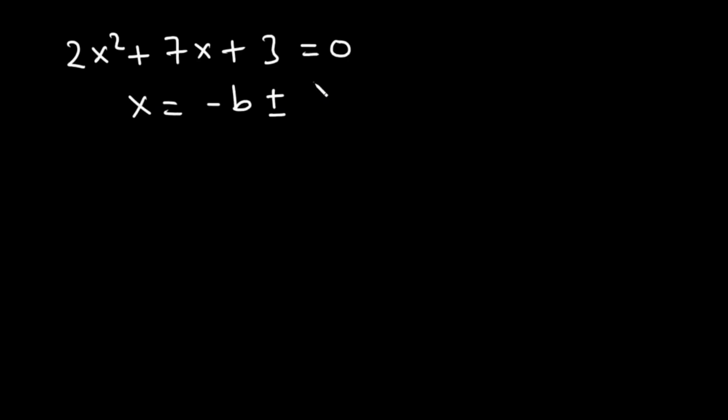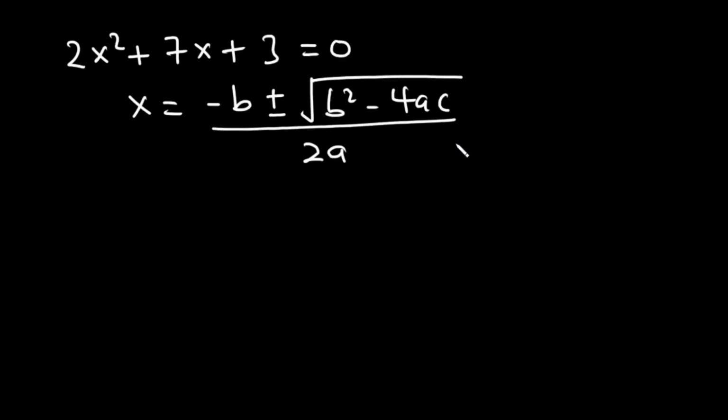The roots of the quadratic equation 2x squared plus 7x plus 3, which is equal to 0, can be found using the formula x is equal to negative b plus or minus the square root of b squared minus 4ac divided by 2a. And this is called the general quadratic formula. From this quadratic equation, a is equal to 2, b is equal to 7, and then c is equal to 3. So let's just replace the values of a, b, and c into this equation.